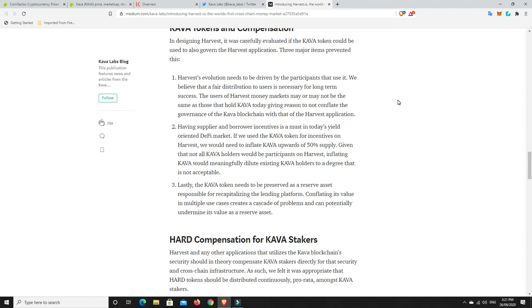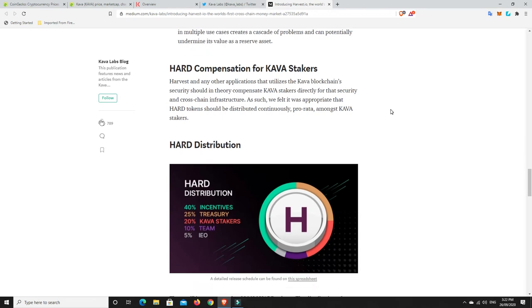Anyway, let's keep going. Having supplier and borrower incentives is a must in today's yield-oriented DeFi market. Very true. If we use the KAVA token for incentives on Harvest, we would need to inflate KAVA upwards of 50% supply. Given that not all KAVA holders would be participants on Harvest, inflating KAVA would meaningfully dilute existing KAVA holders to a degree that is not acceptable. Lastly, the KAVA token needs to be preserved as a reserve asset responsible for recapitalizing the lending platform. Conflating its value in multiple use cases creates a cascade of problems and can potentially undermine its value as a reserve asset. So it looks like they've put some thinking into this, and that's good.